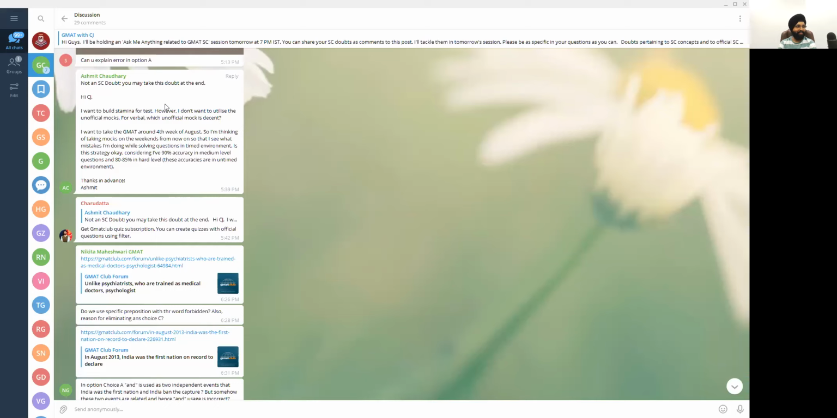So, yeah, but of course, since it doesn't make sense to use official marks to build stamina, you can use these marks. Even Kaplan, you can use. I want to take GMAT around the fourth week of August. So I'm thinking of taking marks on the weekend from now on. So to see strategy, okay, consider. Yeah, this is okay. As long as you're doing enough analysis of whatever you are doing, it's fine.